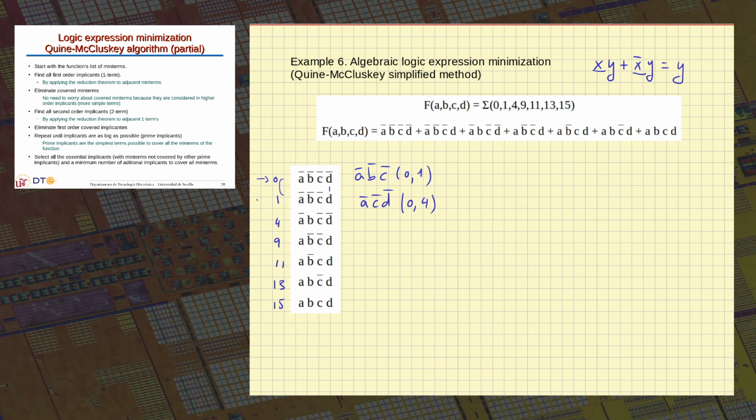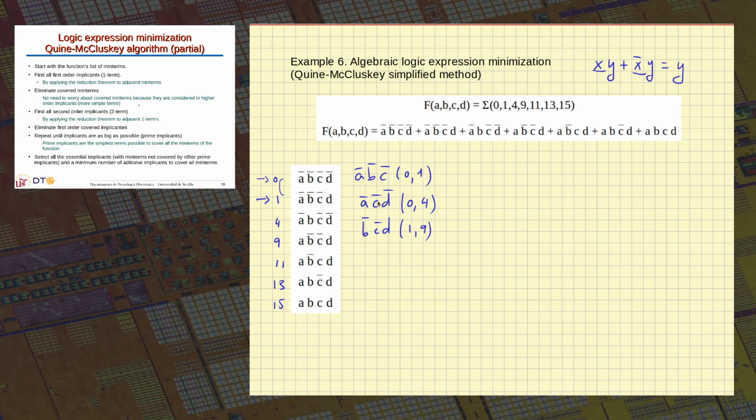So now we start with minterm 1. I already compared minterm 0, so I compare from here down. Minterm 1 and minterm 4 differ in more than one literal, so they cannot be simplified. Minterms 1 and 9 only differ in the A, so this can be simplified as B complemented, C complemented, D. This is the addition of minterm 1 and 9.